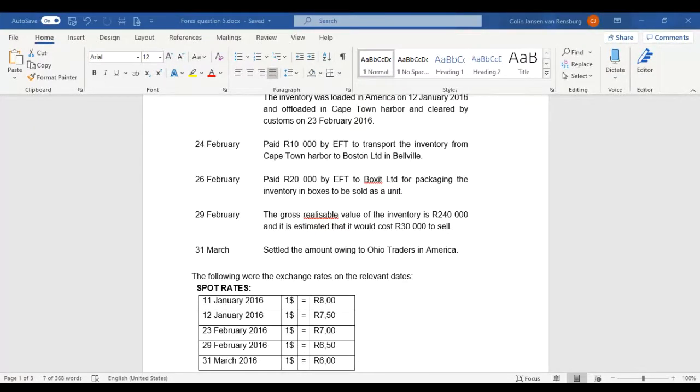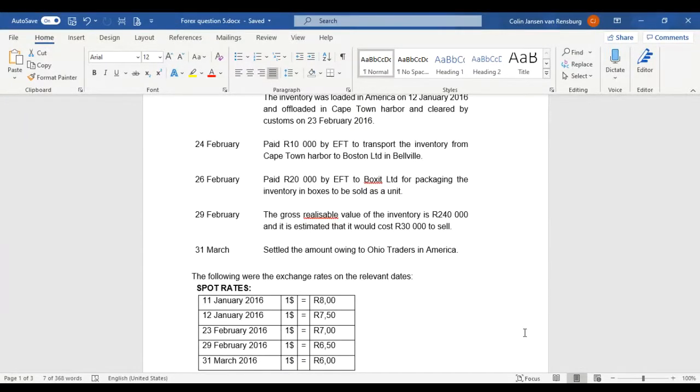So therefore, what we have to do is first of all calculate our net realizable value, right? So our net realizable value is, in this case, what we can sell it for. So it's 240,000. But they also say it is estimated that it would cost 30,000 rands to sell. Okay, so it means before we can actually sell it, we'll have to incur a further 30,000 rands to perhaps convert something, or to repackage it, or to advertise it. So ladies and gentlemen, it means that our net realizable value is going to be 240,000 less 30,000, right? So that is going to be our net realizable value. So that is our first calculation.